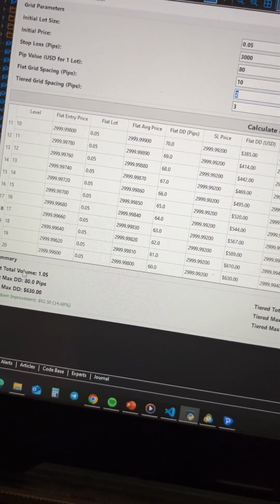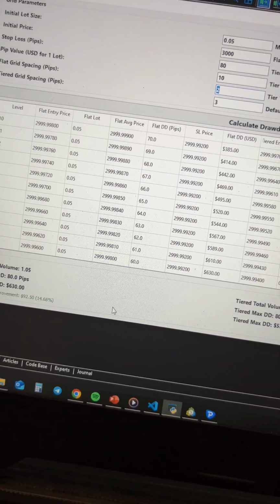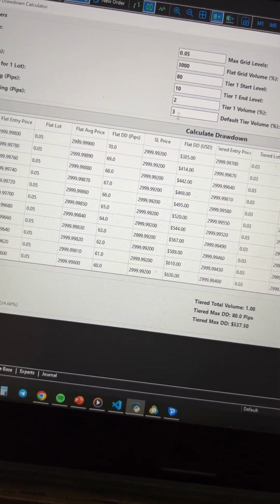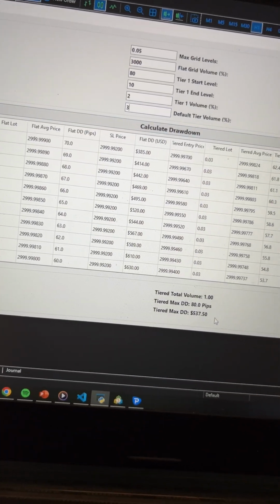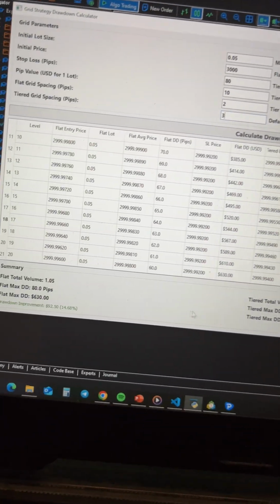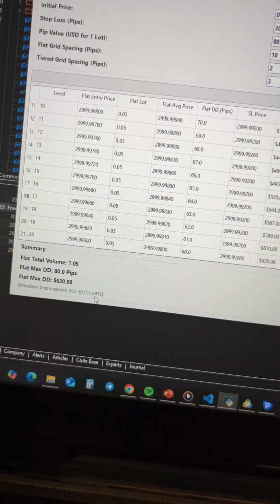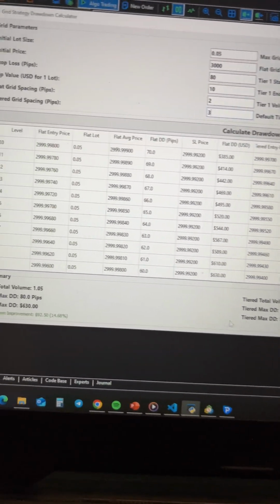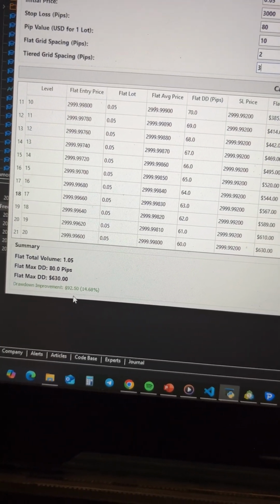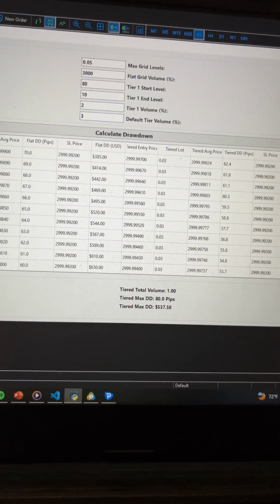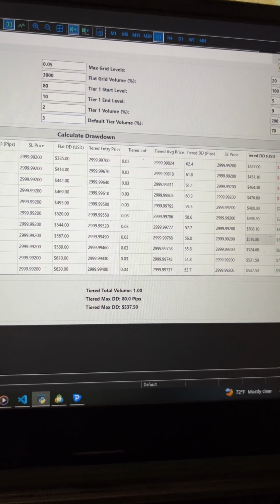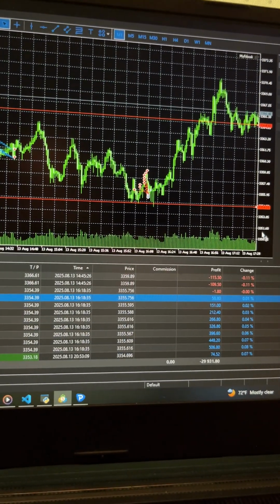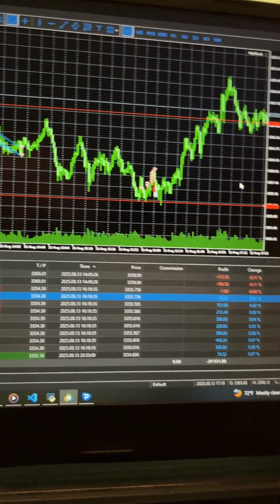So we have the same total volume, and by this strategy, by increasing our grid spacing, the pip step, we can remove some drawdown. As you can see here, we are saving like $5.50. I think it's quite nice. So yeah, that's it. I just want to tell you that. Sorry for the long video.